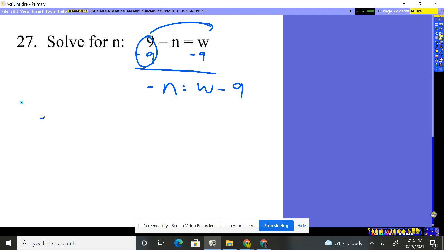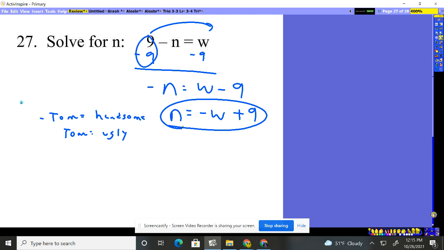Now remember, if I said the opposite of Tom is handsome, what does that mean Tom is? Well, he's ugly, right? The opposite of Tom's handsome, that means Tom himself must be ugly. So if we have the opposite of n is equal to w minus 9, that means n itself must be the opposite of each of these pieces. W must be negative, and that subtract 9 must be a positive 9. So the answer to 27 for this lookalike problem is n equals the opposite of w plus 9.